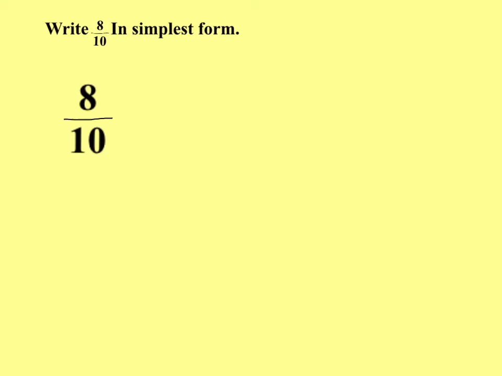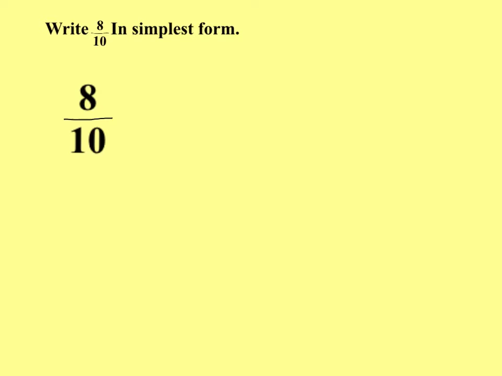Now let's write 8/10 in simplest form. So I'm going to look at my 8 and my 10. I know that the only factor that they share is not just 1. Whenever we're talking about simplest form, if the only factor is 1, then it's done. But I know that 8 and 10 share another factor.